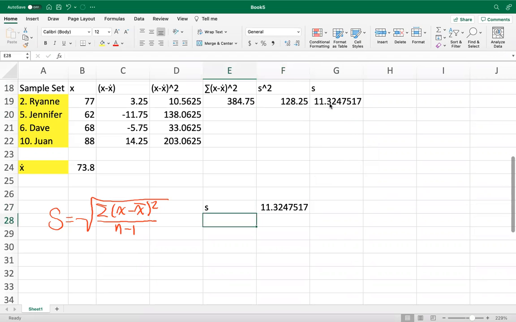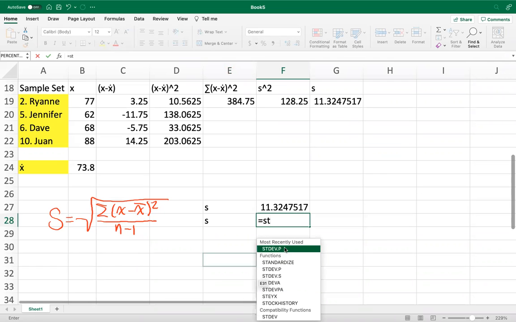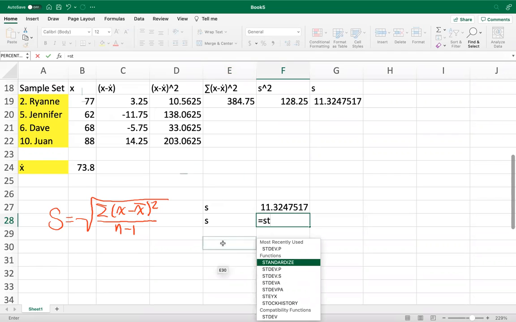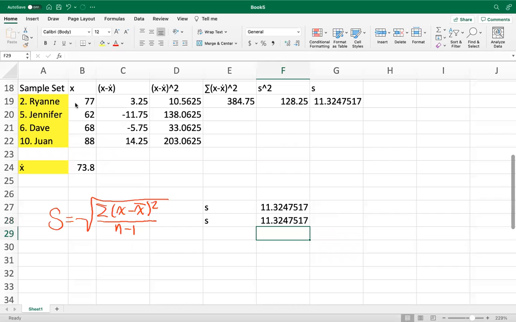And of course, because this is a very common computation, we have a function already set for standard deviation here. So S is equal to STDEV, standard deviation of a population or a sample. Remember, this is a sample set because we got a couple of people from the population of the classroom. So sample, standard deviation of a sample. And we go to the original data set that we're getting the standard deviation of. And that's it there.